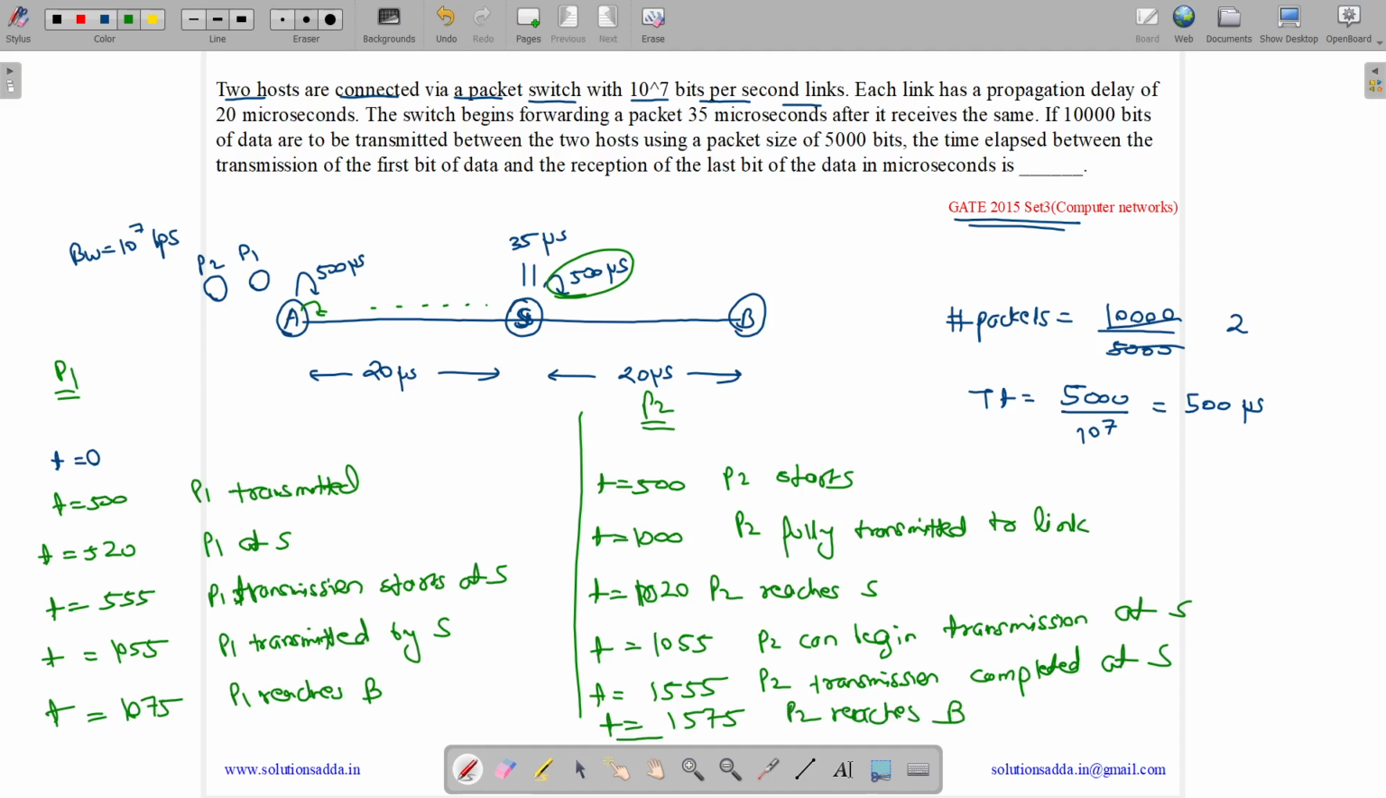So the total time is 1575 microseconds, after which P2 reaches the destination B. The total time elapsed between transmission of the first bit of data, which started at 0, and reception of the last bit of data, which was at 1575. So the answer is 1575 microseconds.